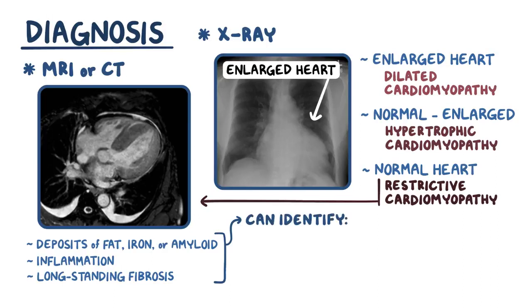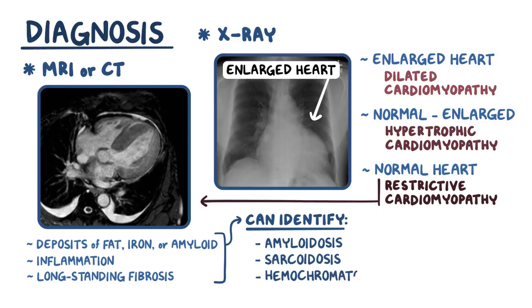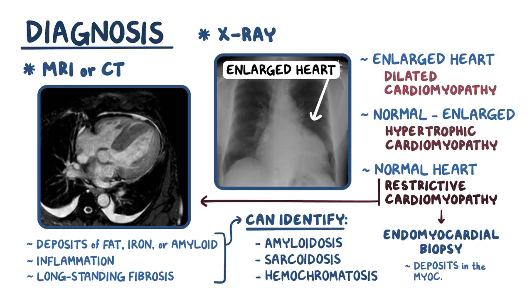This can help identify conditions like amyloidosis, sarcoidosis, and hemochromatosis. Finally, in some individuals with restrictive cardiomyopathy, an endomyocardial biopsy can be done to look for deposits in the myocardium.